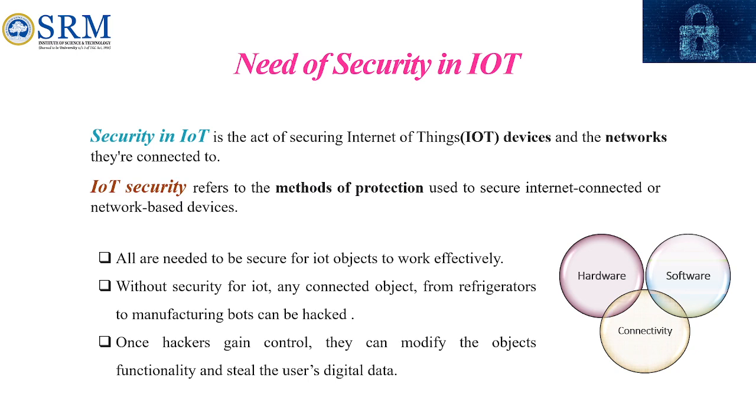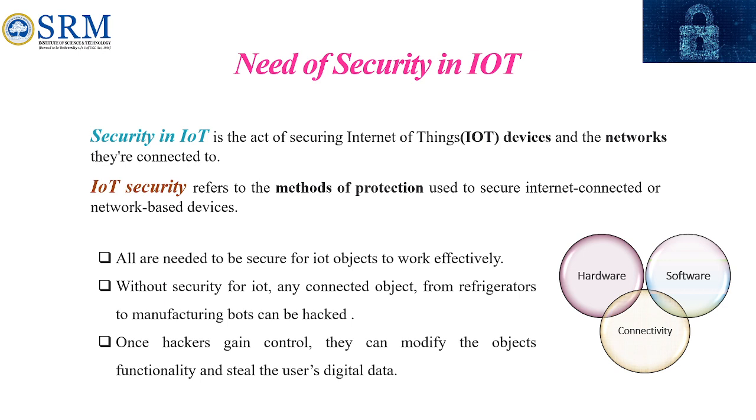Security in IoT is the act of securing the Internet of Things. That means we secure the IoT devices along with the networks. There are clients, which we call proxies, interconnected with other proxies, and within the network we have multiple sub-networks. For these IoT devices, such as mobiles and other connected devices, we need to provide security.